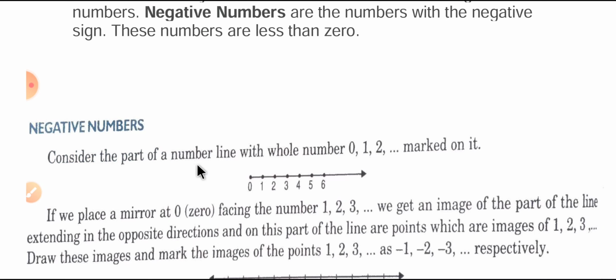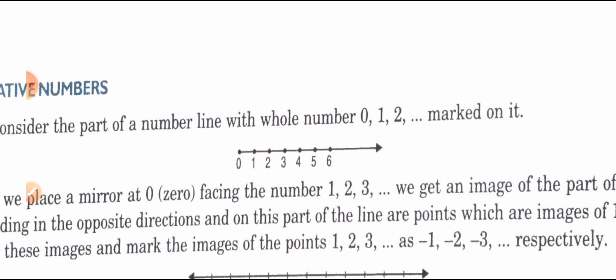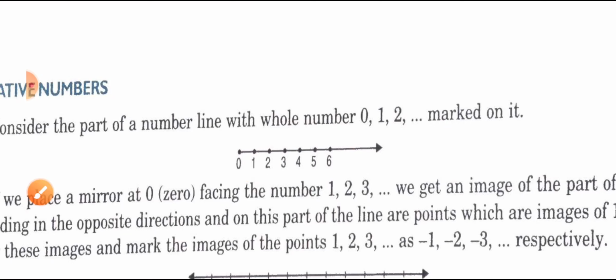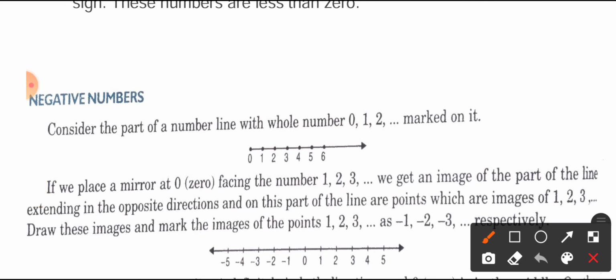First, consider the part of a number line with whole numbers 0, 1, 2 marked on it. You can see this is a number line and we have marked 0, 1, 2, 3 till 6. If you place a mirror at 0 facing the numbers 1, 2, 3, we get an image of the part of the line extending in the opposite direction. If you see this in the mirror, you will get the image in this direction, the opposite or left direction. And which are the images of 1, 2, 3?